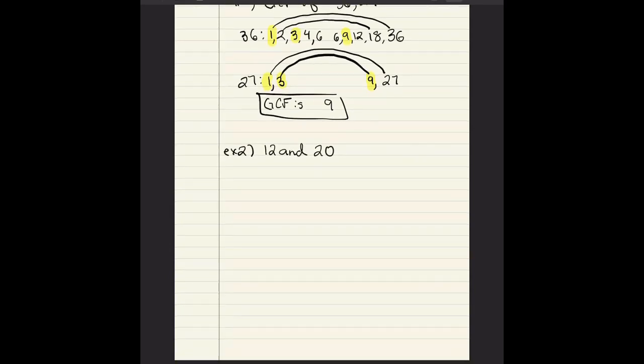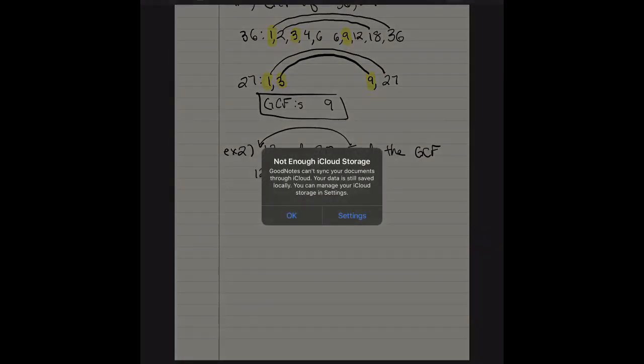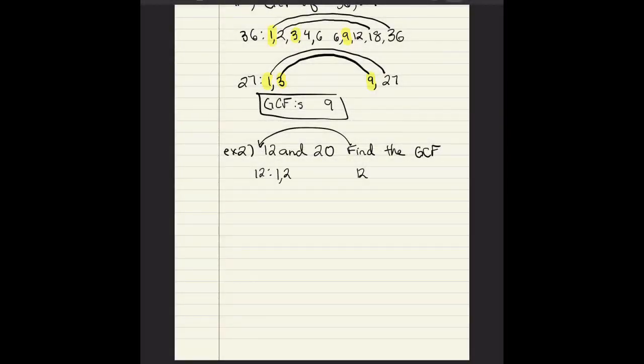Example 2 is, well, find the GCF. I forgot to write that in. Find the GCF of 12 and 20. So 12 is 1 times 12 is 12. 2 times 6 is 12. And 3, yeah, 3 times 4. And these numbers are right next to each other, so I know I'm done.